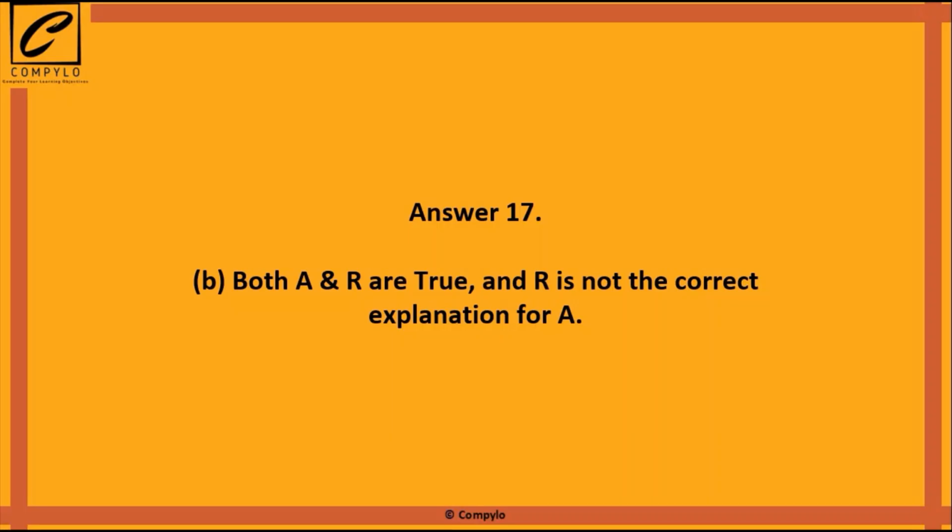The assertion of question number 17 is CSV file is a human readable text file where each line has a number of fields separated by comma or some other delimiter. And the reason of question number 17 is writerow method is used to write a single row in a CSV file. In this situation, both assertion and reason are true. However, reason is not the correct explanation for A. See, CSV files are human readable text files where values are separated by commas or any other delimiter. Also, writerow is a method in the CSV module used to write a single row in a CSV file. But this statement does not explain the assertion.